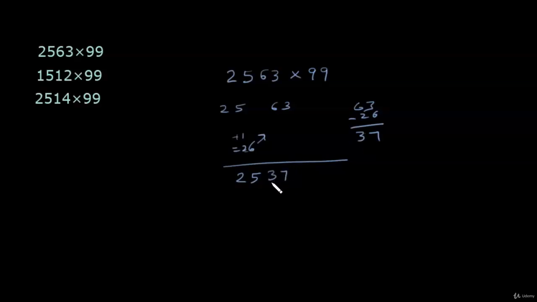We will copy 37 as it is. This is the second part of the result. For the third part of the result, we will apply Nikhilam on the second part. So we have to subtract 6 from 9, that is 3, and 3 from 10, that is 7. So this is the answer.